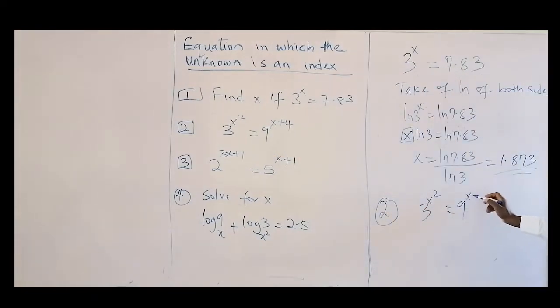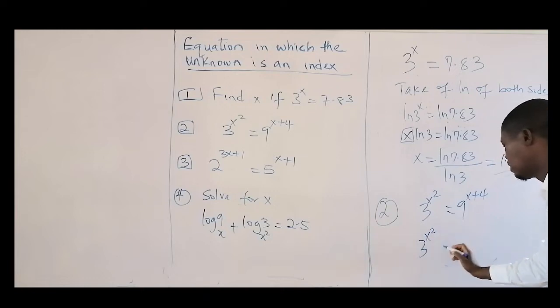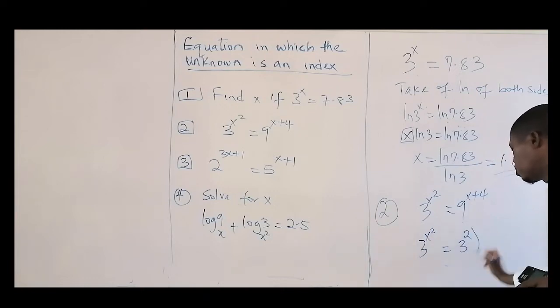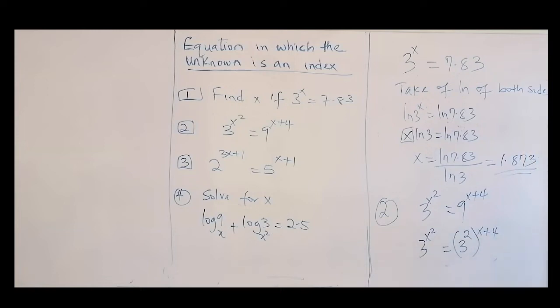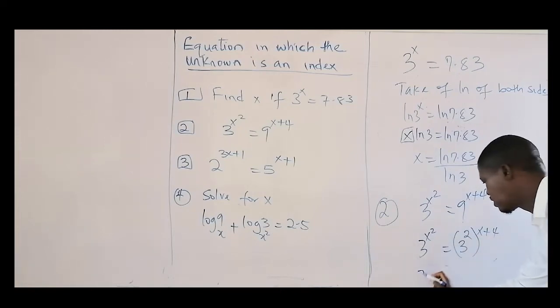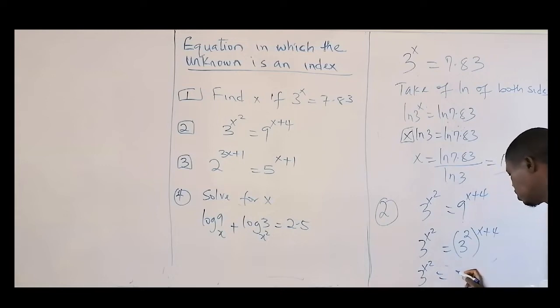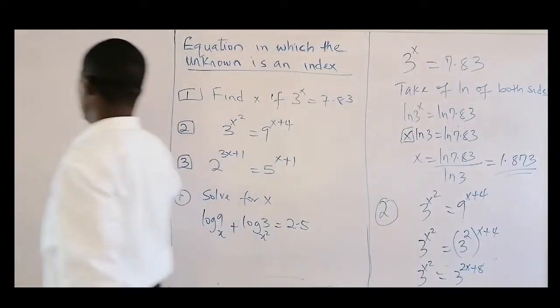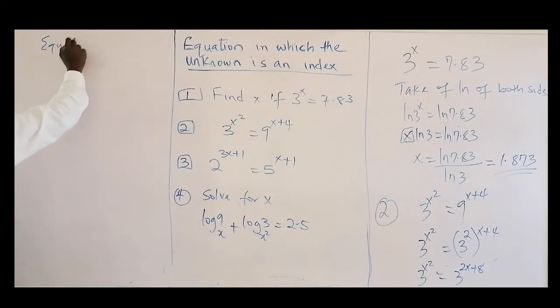Question 2. If you check that, you can express this 9 in the same form of base. Base can be expressed in the same form. And that means we're having 3 to power x squared equal to 9, which is 3 to power 2, x plus 4. Then we can have now 3^(x squared) equal to 3^(2x plus 8). In this case now, the bases are the same. So we call it equal basis. When the bases are equal, automatically the exponent, the power, will be equal.